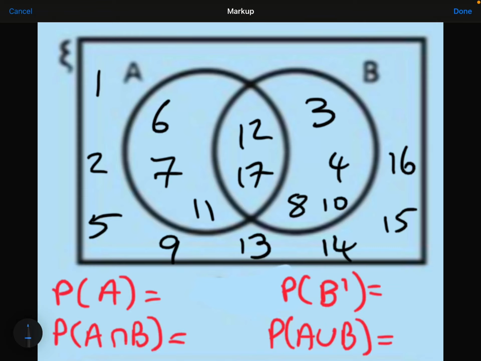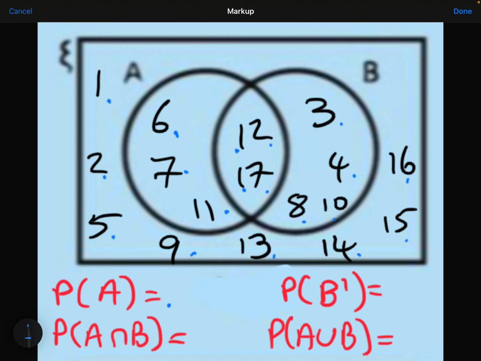We have a Venn diagram here. We can see we have got the numbers 6, 7, 11, 12 and 17 that are in category A. And then in category B, we've got the numbers 3, 4, 8, 10, 12 and 17. And then around the outside, we've got the numbers 1, 2, 5, 9, 13, 14, 15 and 16 in neither A or B. So we've got all of the numbers up to 17 in this diagram.